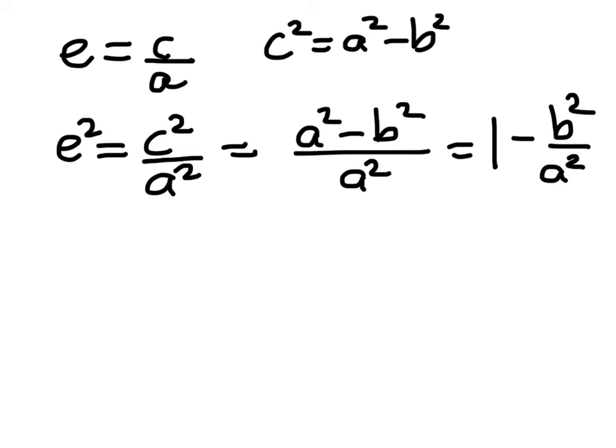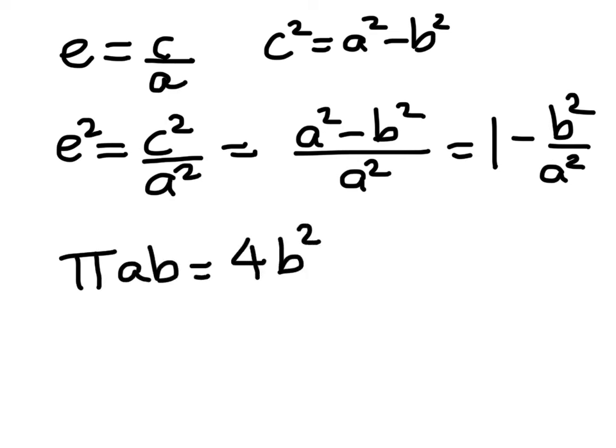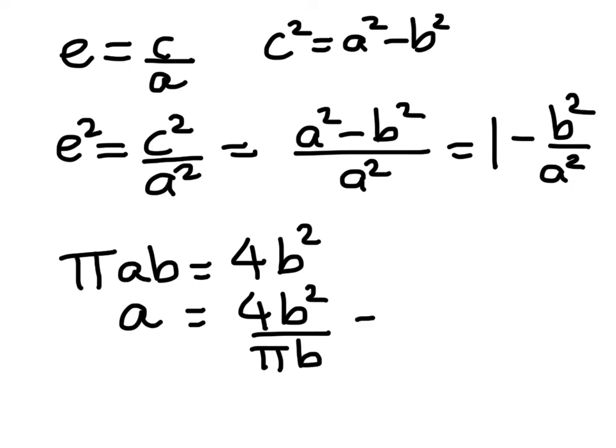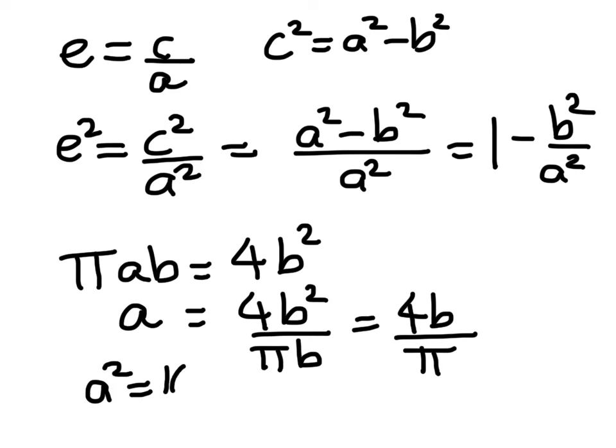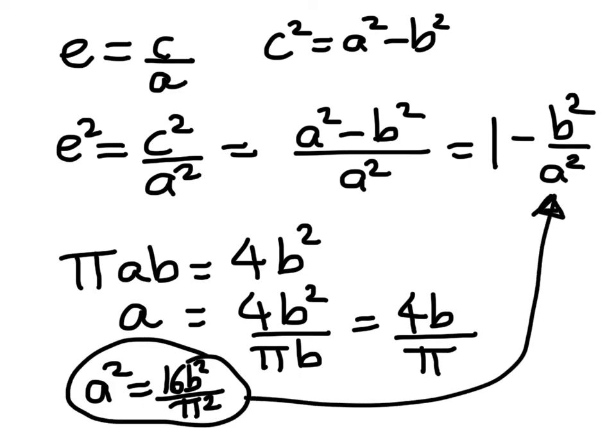So what we're going to do now is we're going to use this relationship between the two areas here, and we'll make a the subject of that. So we get a equals 4b squared over pi b, which is 4b over pi. Right, so now you should be able to get there from here easily. A squared is equal to 16b squared divided by pi squared. So we are going to take this and we're going to substitute it in there, but I will do that on a new slide.